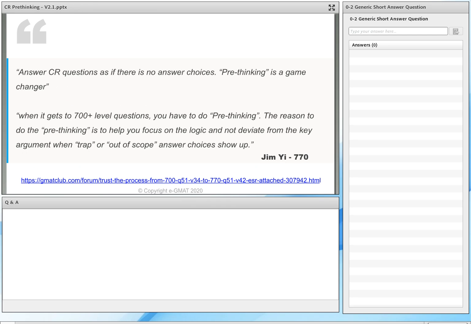Jim Mew, who's a current GSB student, he says, answer CR questions as if there are no answer choices. Pre-thinking is a game changer. When it gets to those 700 level questions, you have to do pre-thinking. Why? Because it helps you focus on the logic that the author uses and not deviate from the key argument when you see those tempting answer choices. And you'll see a lot of tempting answer choices.